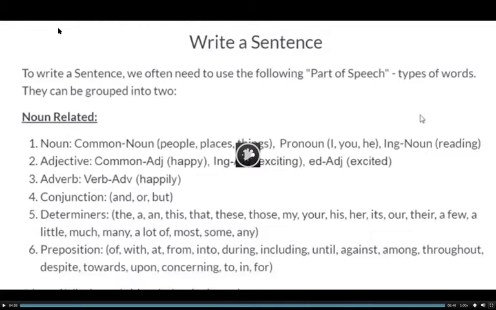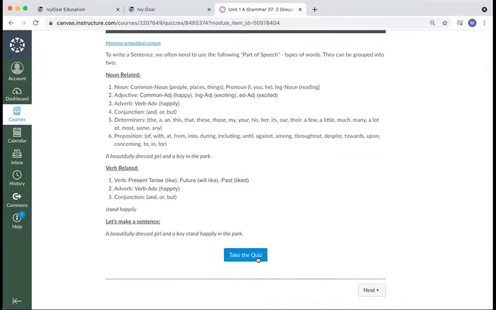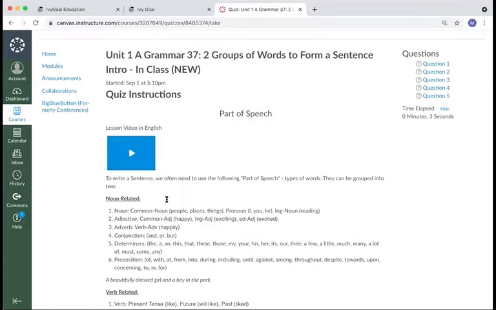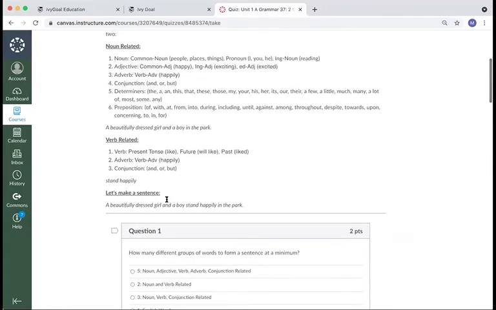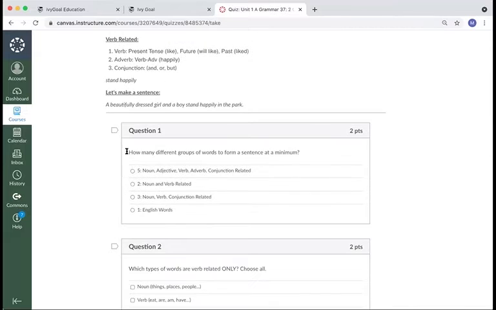All right, so that was just somewhat of an example that we're going to be moving forward with, and we're going to be talking about lots of stuff together. So we're going to work on taking this initial quiz together, and we're going to try to figure out stuff about the nouns and the verbs that we just learned. All right, let's start with Jeremy. Can you read this first question for us? How many different groups of words to form a sentence at a minimum?